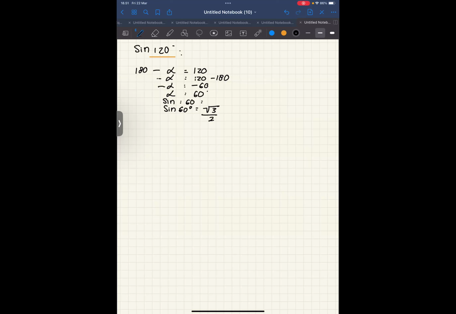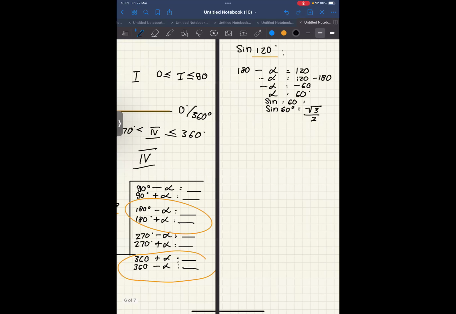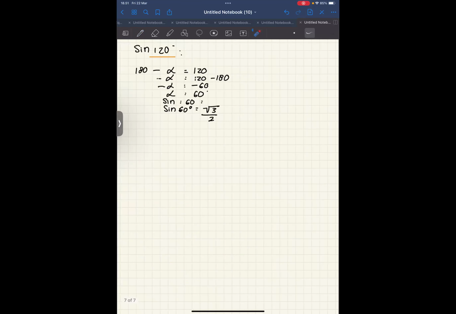But we need to look over it again right here. 120 degrees is in the second quadrant. Okay. And in the second quadrant, we see that sine is positive. So this means sine of 120 degrees stays as positive square root 3 over 2.